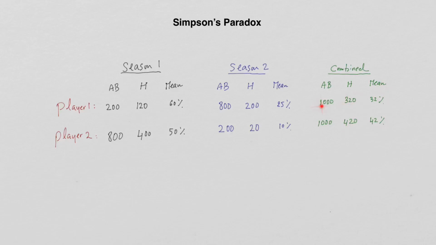Well, 320 divided by 1,000, it's like 32 divided by 100, which is 32%. Player 2 had 420 hits out of 1,000 at-bats. Once again, knock off 10. You get 42 divided by 100, which is 42%. So take a pause on this now. So player 1 did better than player 2 during season 1. Player 1 did better than player 2 during season 2.